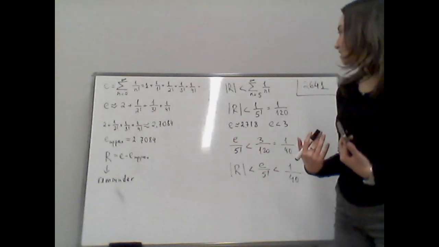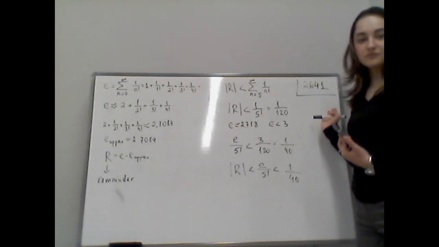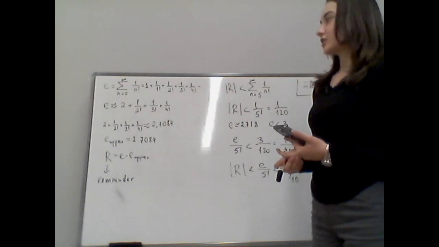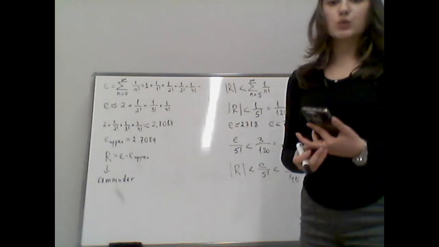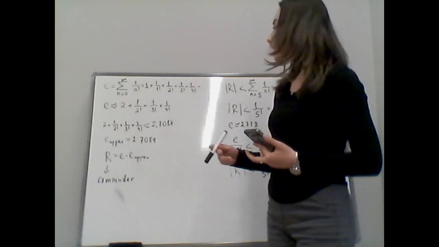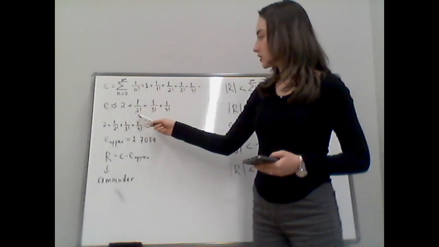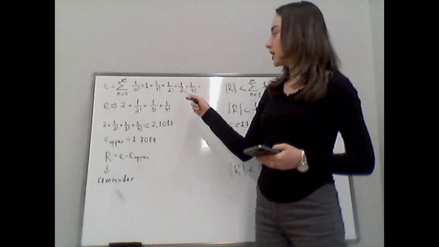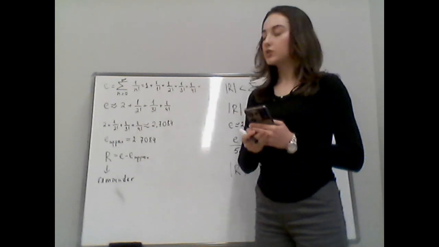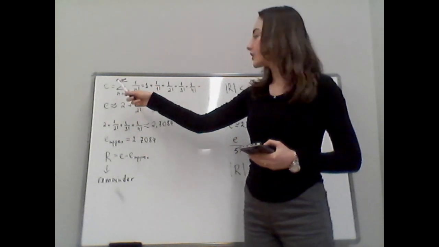My problem is 2641, an exercise from the Demidovich book. The exercise asks what is the magnitude of the error if we put e approximately equal to 2 plus 1 over 2 factorial plus 1 over 3 factorial plus 1 over 4 factorial.